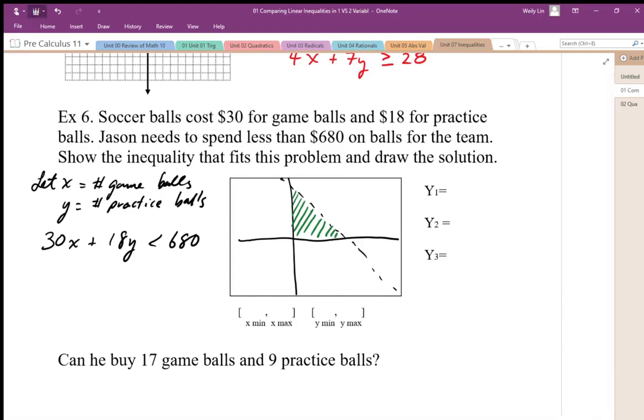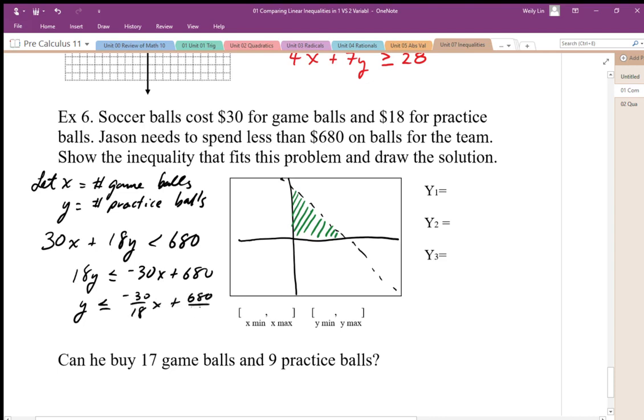And again, if you're not sure whether it's above or below, we can always solve for y, and we can see that the y must be below our boundary line. Okay, so this represents our solution.